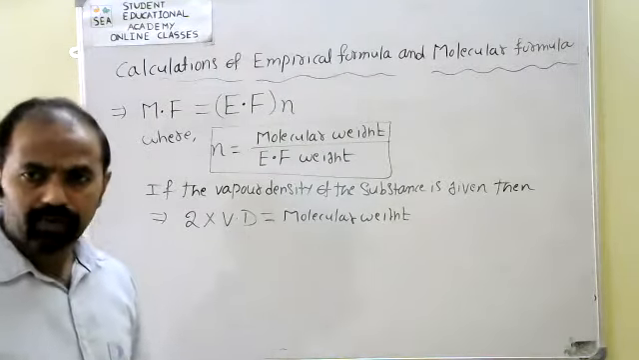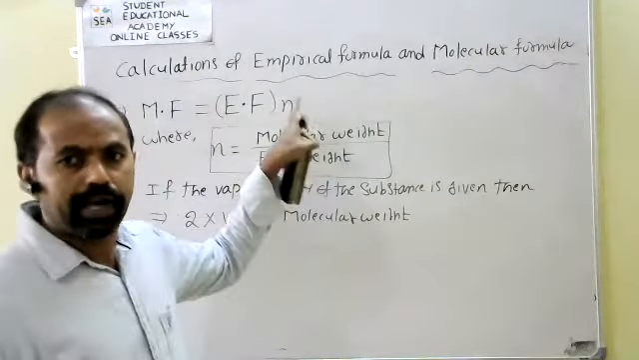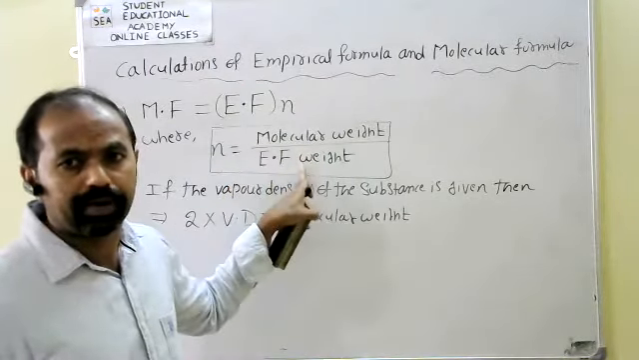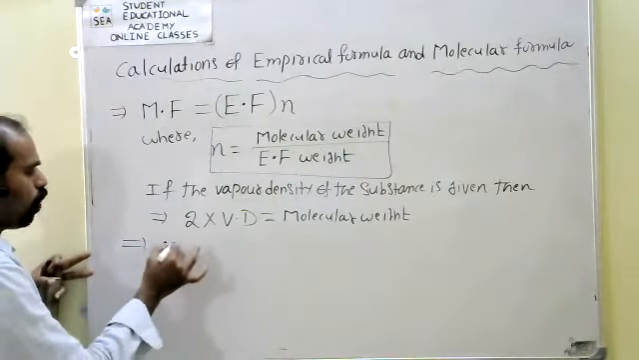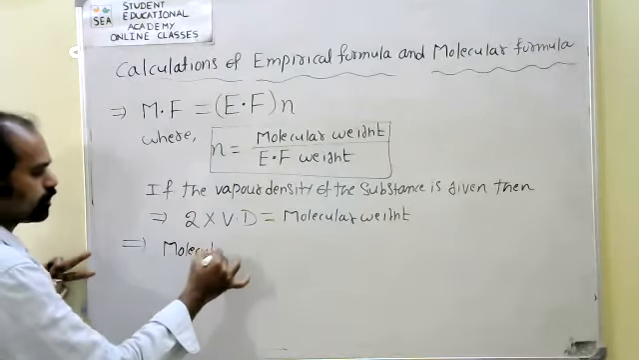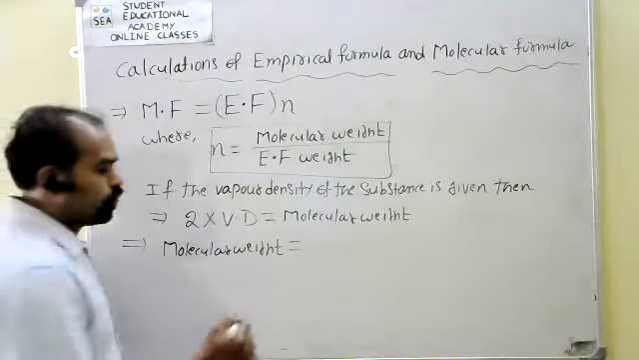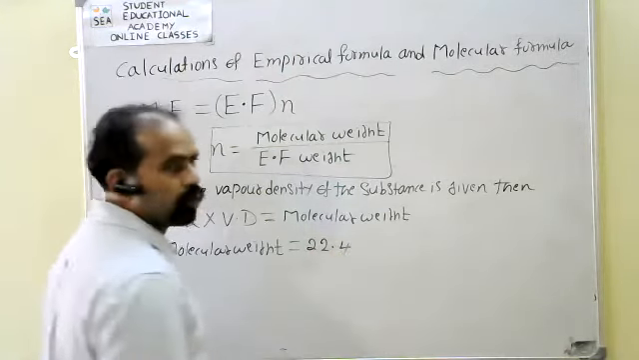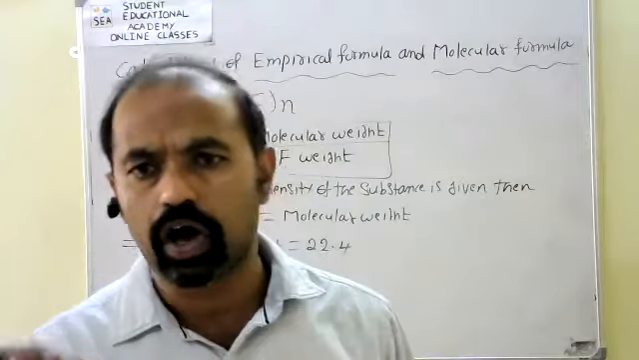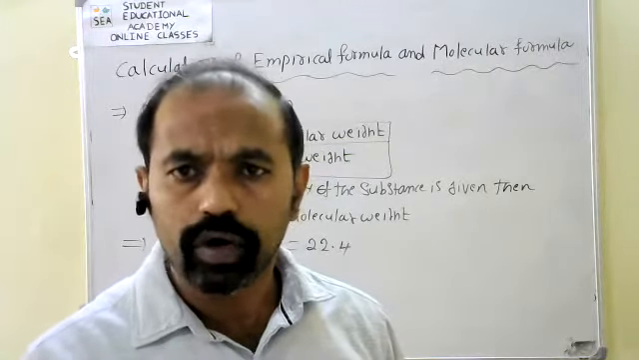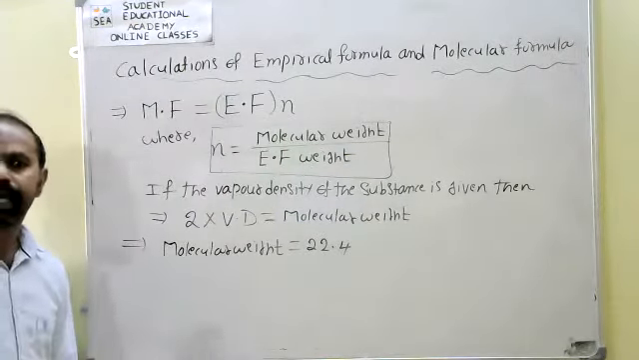So if you know the empirical formula and molecular weight, what do we calculate? The molecular formula. Because here we want the N value. N is nothing but molecular weight upon empirical formula weight. Otherwise, see, molecular weight is equal to 22.4. We know that 1 mole of any gas at STP conditions occupies 22.4 liters volume. Sometimes they will give density at STP.